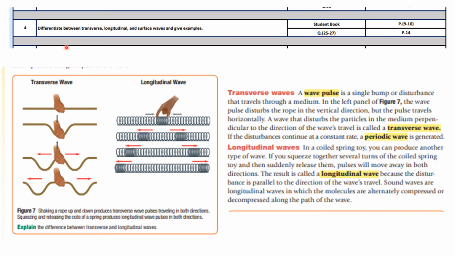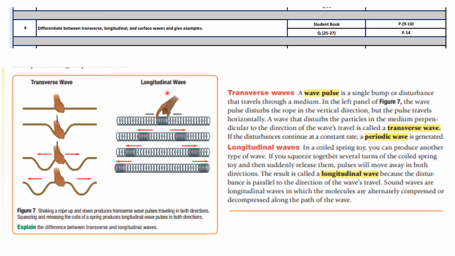Moving on to point number 4, differentiate between transverse, longitudinal, and surface waves. This is an example of a transverse wave, where the wave goes up and down. The amplitude is moving up and down. That's what we mean by a transverse wave.